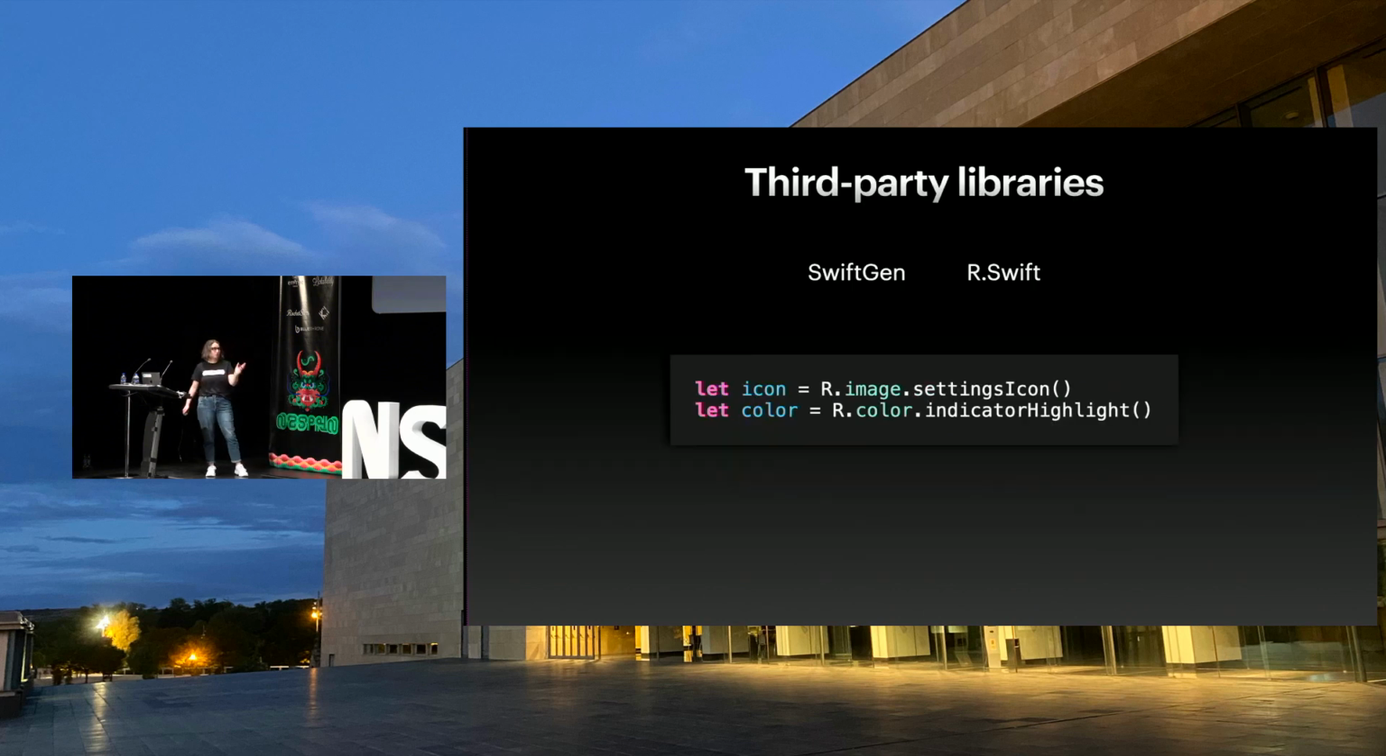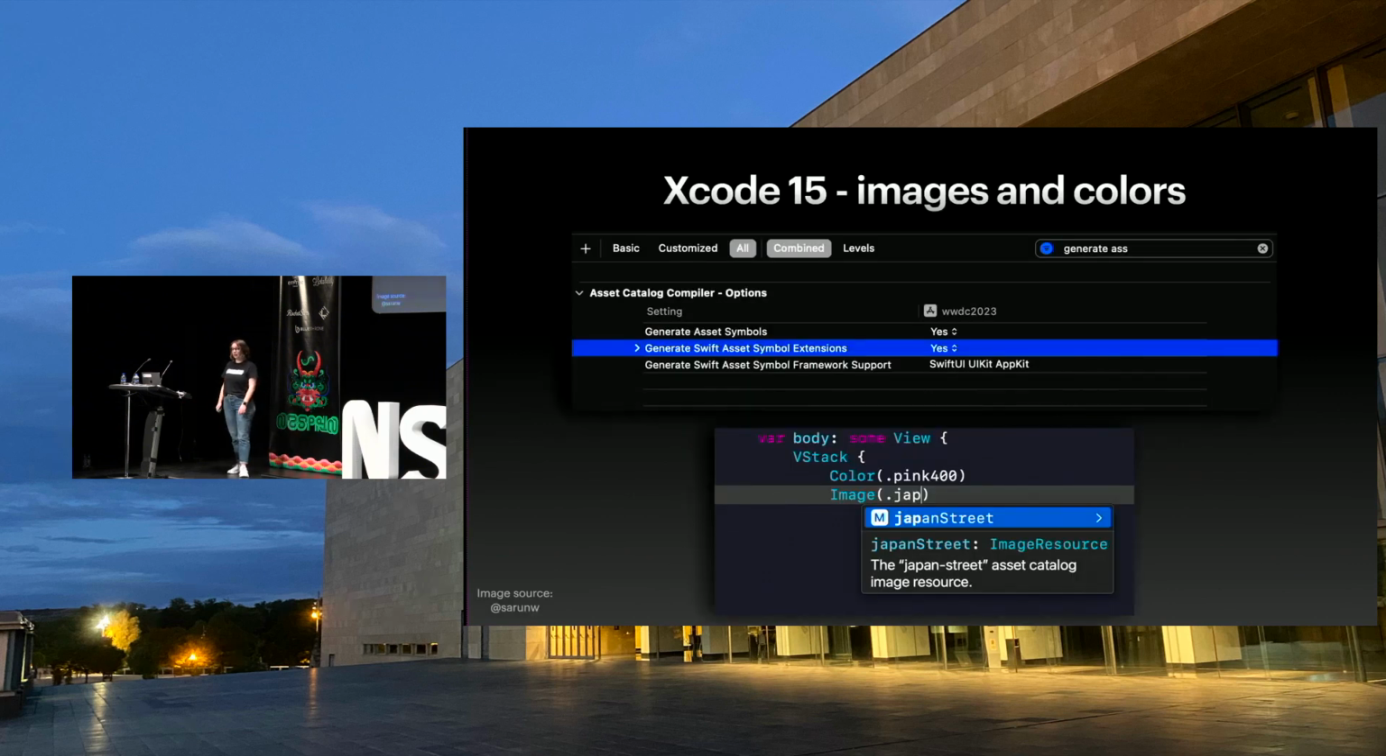And in big projects, it's a good idea to automate that, of course. So there's SwiftGen, there's RSwift, and this is an example from RSwift. And in Xcode 15, we're getting that out of the box, where it will generate constants for colors and images, and hopefully for fonts and other things in the future. And this will apply to all projects. So if you just start using your project with Xcode 15, then you should get these things set to yes, and you could start using these constants.